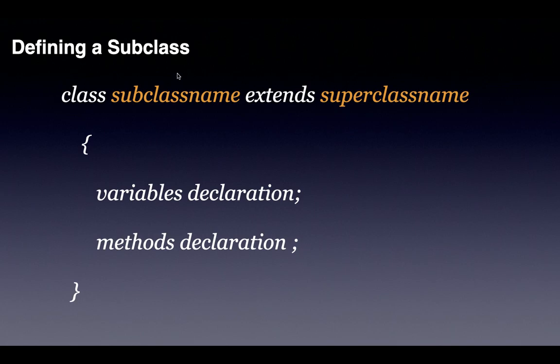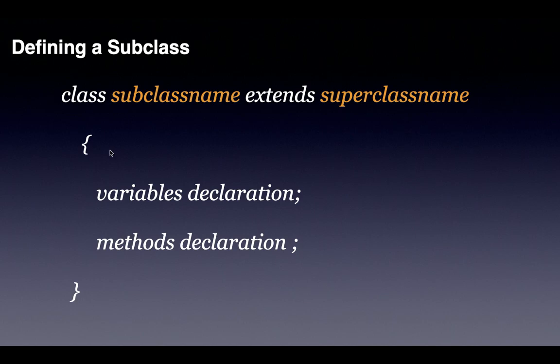How to define a subclass? This is the basic structure, or syntax, with the help of which we can define a subclass. We use the keyword class, as we normally do, with the subclass name. You can have any particular name. Then extends. This point is to be noted: we use the keyword extends to inherit a superclass, followed by the superclass name. So this subclass extends superclass, or whatever names you have given to the subclass and superclass, using the keyword extends.